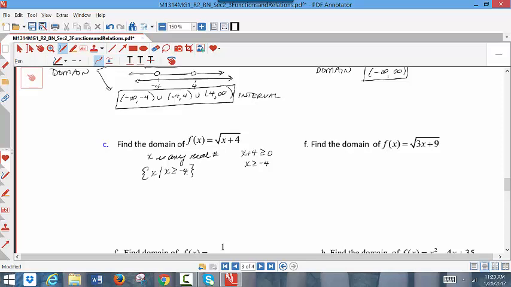Now, how would that be written as an interval? Again, I'm going to show you a graph very quickly. Greater than or equal to negative 4 is to the right of negative 4 and the value of negative 4. So in interval notation, it is negative 4 to infinity. Here is your domain in set notation, and here is your domain as an interval.